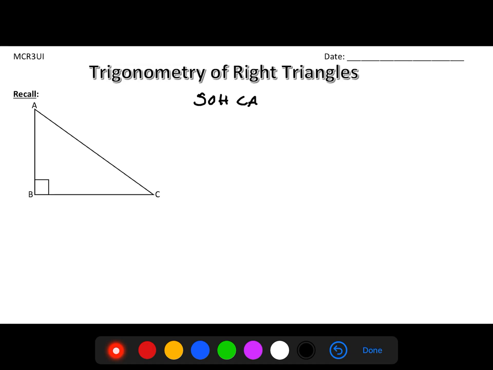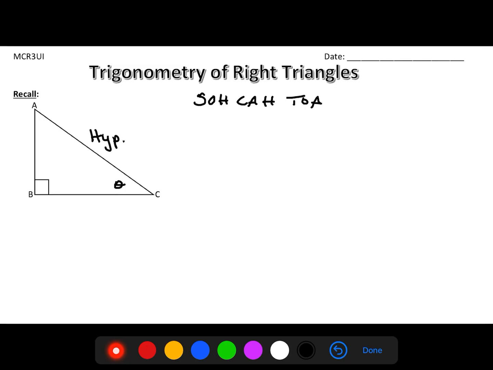And when we're using right triangles, we are using SOHCAHTOA, our three primary trig ratios for trigonometry. And this is all based on the relationship between sides relative to an angle. So if we're going to take a look at angle C here, angle C is theta. Theta is a symbol for missing angle.